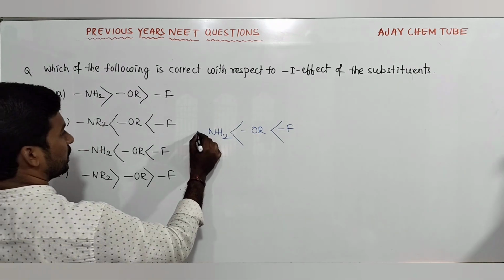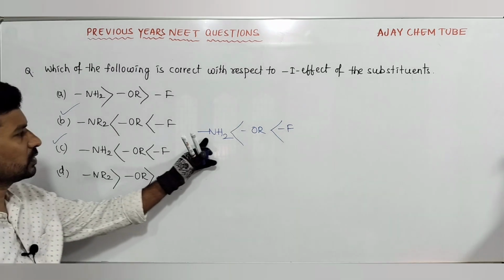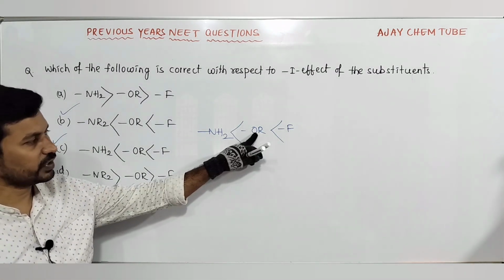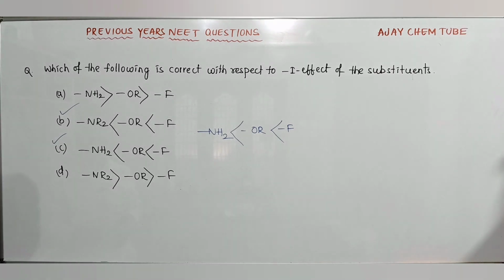So this statement is correct. Of course, B is also correct. NR2 also has less minus I effect compared to OR and F. That's why both are correct. B and C both are correct here. Take this one.